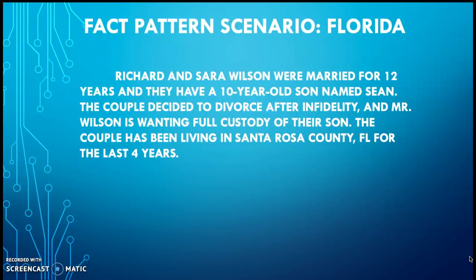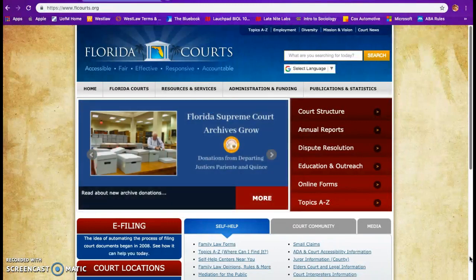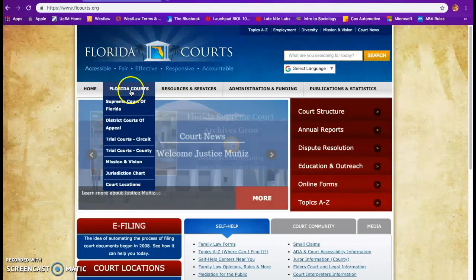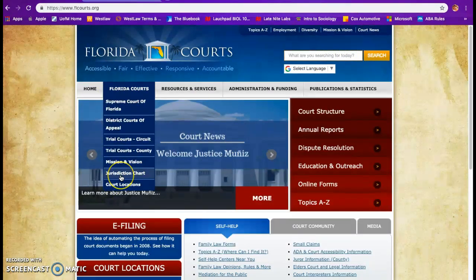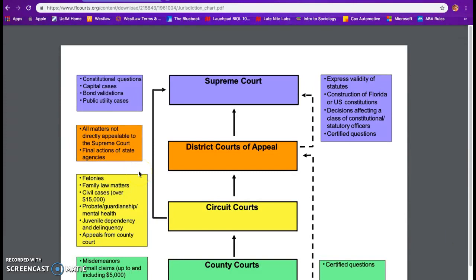And basically, my search took me to the Florida courts, which would be www.floridacourts.org, and that's flcourts.org. And the first thing I did was I chose the jurisdiction chart. All right. And this is the jurisdiction chart for the state of Florida. And from reading our book on page 19, it's pretty much saying that my scenario is a family court case.